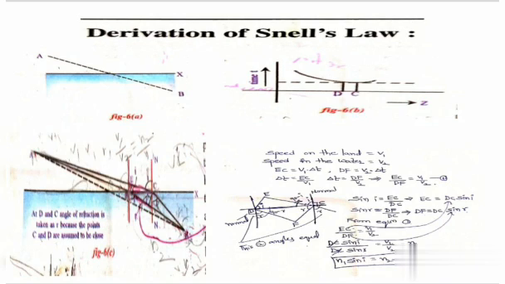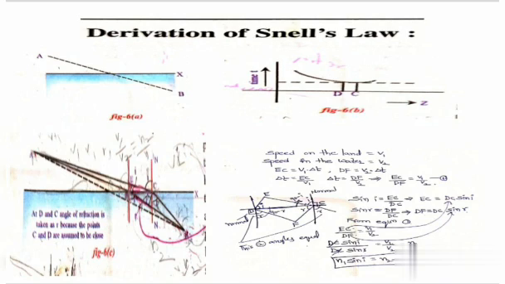We know that the sine of any acute angle in a right angle triangle is defined as the ratio of the opposite side of that angle to the hypotenuse. Here we have two right angle triangles now. What are they? DEC and DCF.